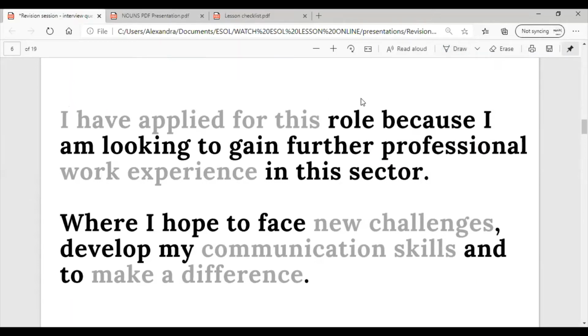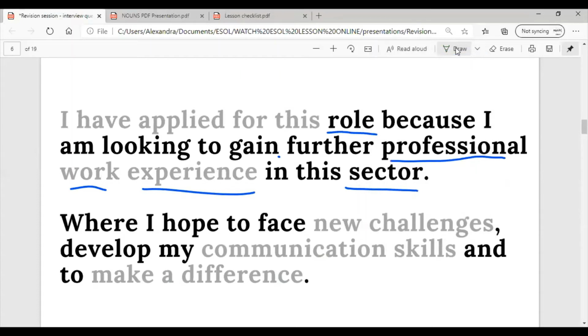So I have applied for this role. Now role, like a job, is a noun because I am looking to gain further professional work experience in this sector. So in this job sector. So now we're going to look for our verbs, our action words.